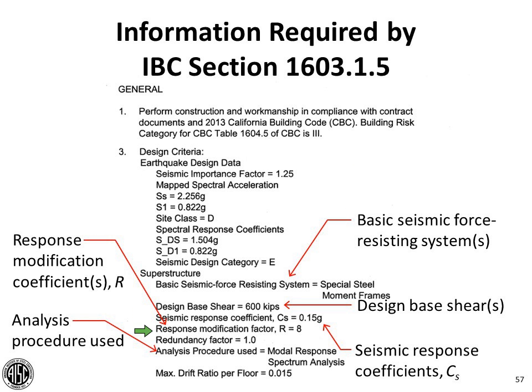There are two things that are shown here that are not required, and that would be the redundancy factor, which can become important in terms of determining some of the demands on individual members, as well as the maximum drift ratio per floor. And that can be useful information if your building has a curtain wall system and the curtain wall subcontractor needs to know what kind of deformation their system needs to be able to withstand.